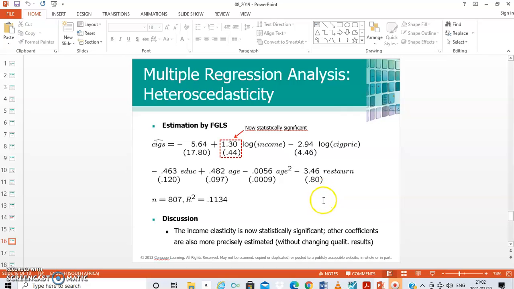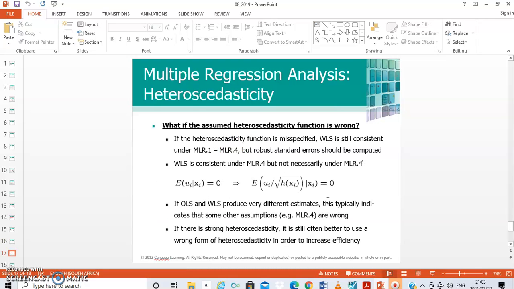And so you can actually see that if you estimate a feasible generalized least squares, that makes things much better than the usual OLS if there is a problem of heteroscedasticity.